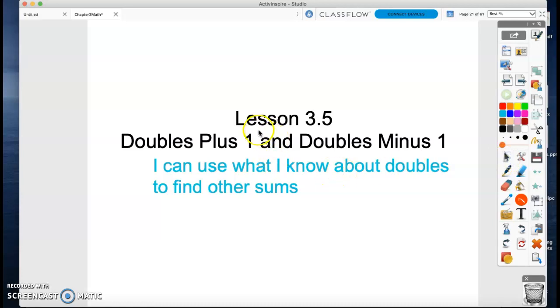This is Math Lesson 3.5, Doubles plus 1 and Doubles minus 1. At the end of this lesson, you will be able to say, I can use what I know about doubles to find other sums.